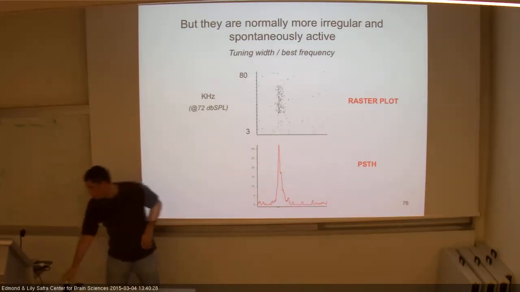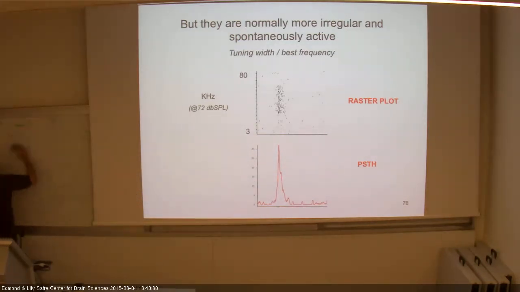Okay, so let's say we have 10 repetitions. You play the sound once and you get a spike here. This is the first repetition. You play the sound again, you get 2 spikes. You play the sound again, you get no spikes. Again, no spikes. Again, 5 spikes, 1 spike, and the stimulus is here, and no spike, I don't know, 2, 4, 6, 8, 9, 10 repetitions.